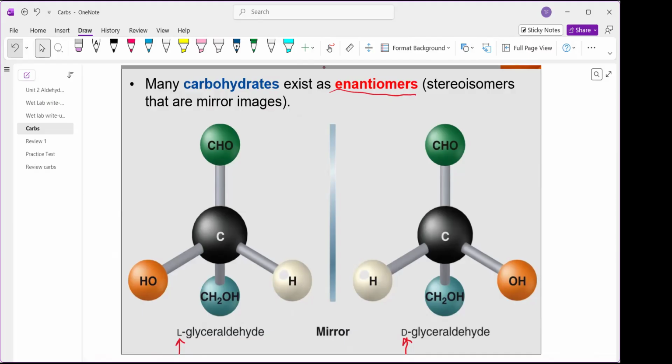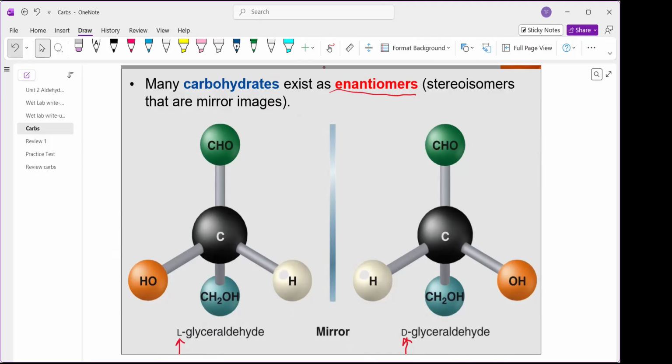Enantiomers exist. Enantiomers are isomers that are mirror images of one another. Pick your hand. Look at the formula for your hand: 4 fingers, 1 thumb, 1 palm. 4 fingers, 1 thumb, 1 palm. Are these the same hand? No. One's the mirror image of the other. So this hand is an enantiomer of this hand.